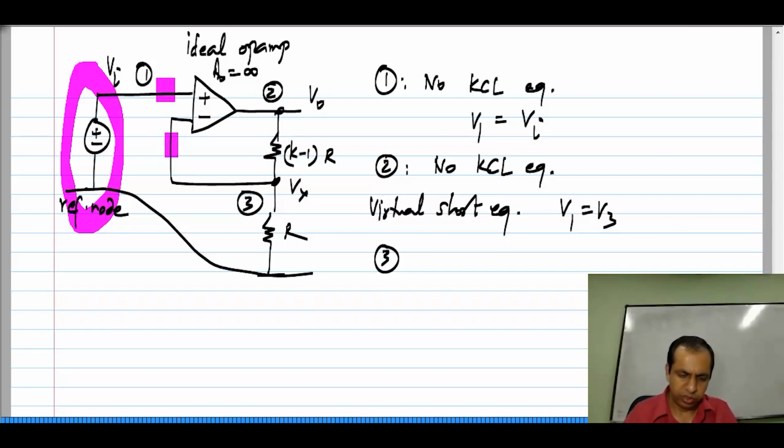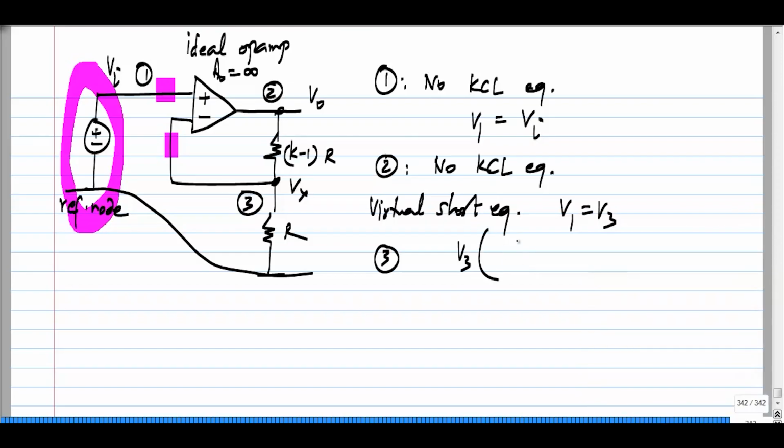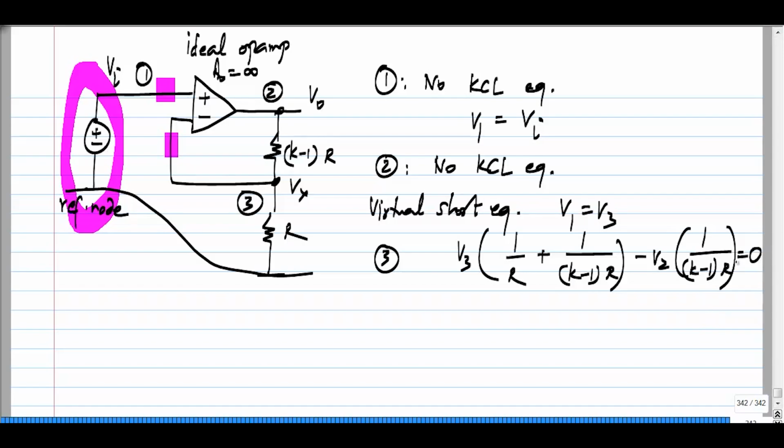And finally, at node 3, we can write the KCL equation. Okay. So, that is V x, which is the same as V 3. So, let me use my usual notation, which is V 3 times the sum of conductances, which is 1 by R plus 1 by (k minus 1) times R, minus V 2 times 1 by (k minus 1) times R equals the total independent current source being injected into this node, which is 0.